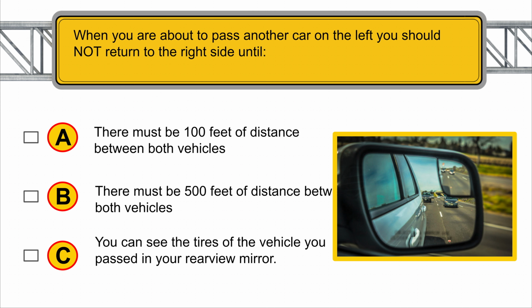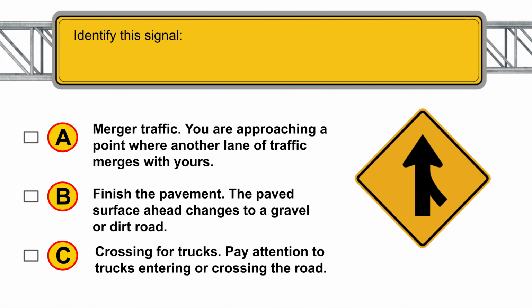When you're about to pass another car on the left, you should not return to the right side until you can see the tires of the vehicle you passed in your rear view mirror. Identify this signal. Merger traffic. So you are approaching a point where another lane of traffic merges with yours.